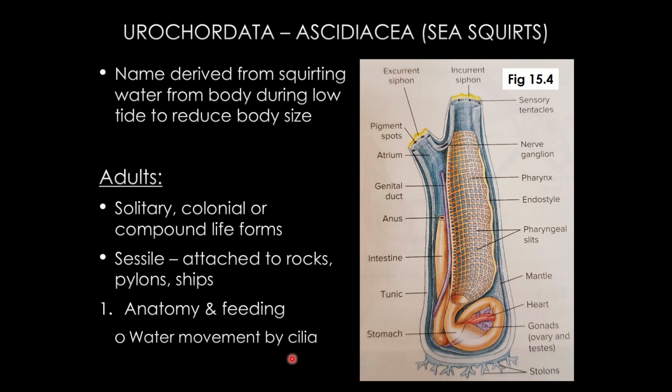You have an incurrent siphon. The siphon draws water into the body, through the organism, and then pushes the water out. It goes through its intestine, its gut, and then out of its anus through the outgoing siphon. So it circulates water through its body.